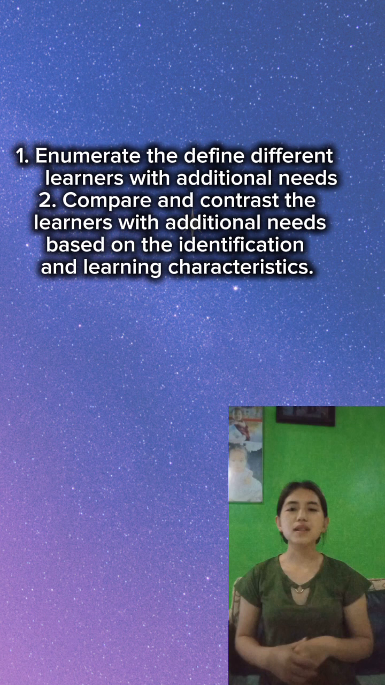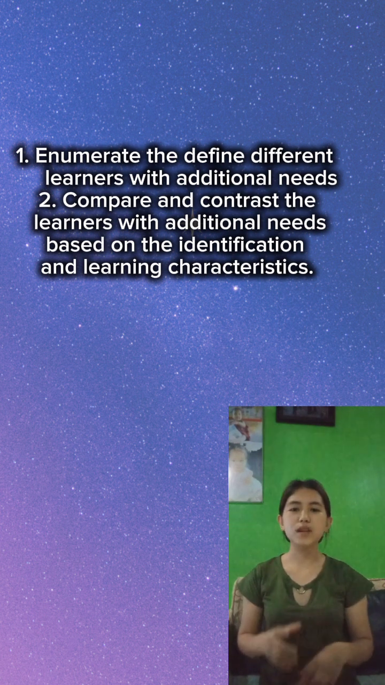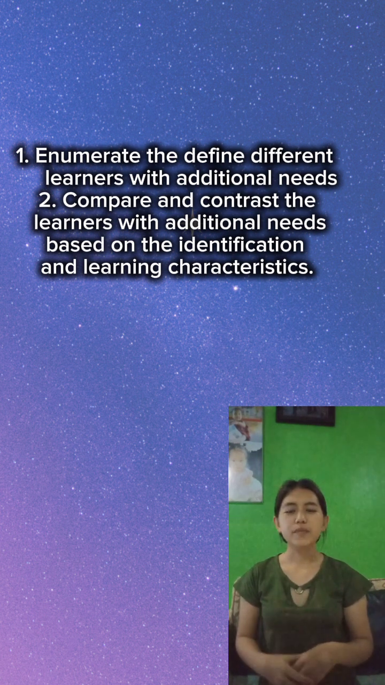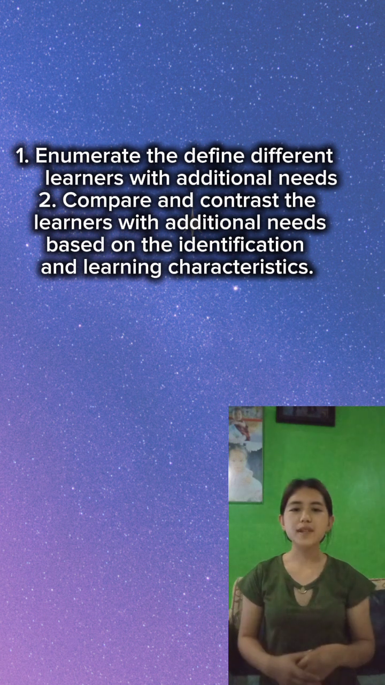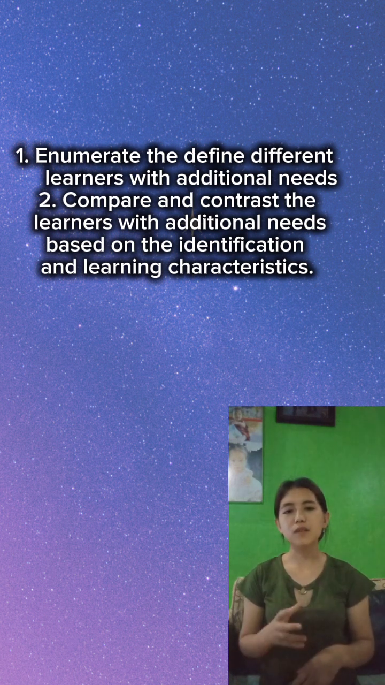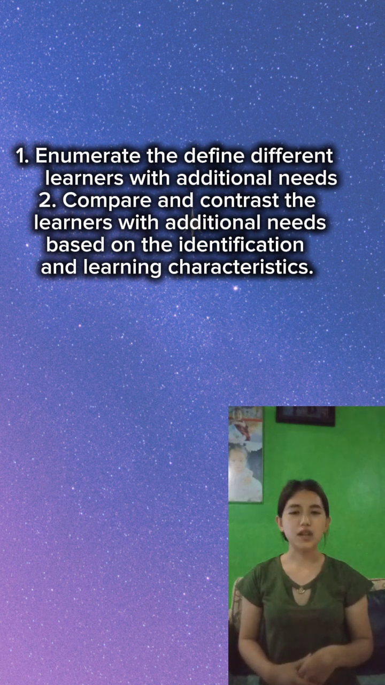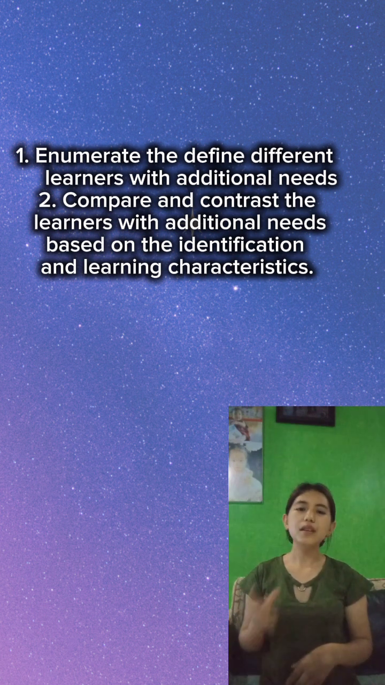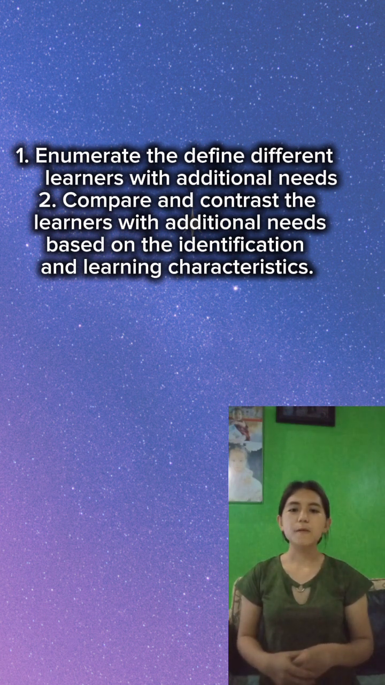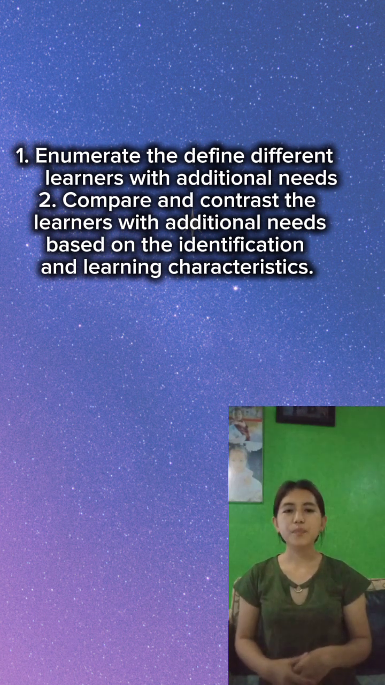The fifth one is the learners with difficulty moving or walking. They are identified as having physical disabilities that affect mobility and coordination. Their learning characteristics require physical accommodations, specialized equipment, and also support for physical activities.